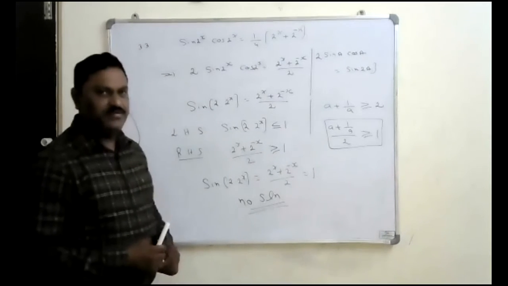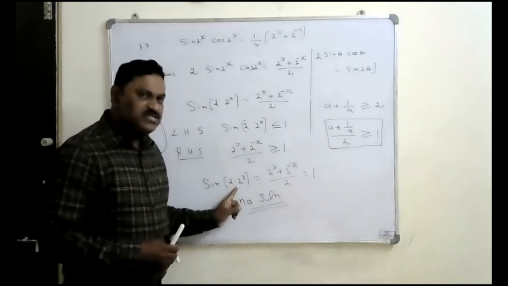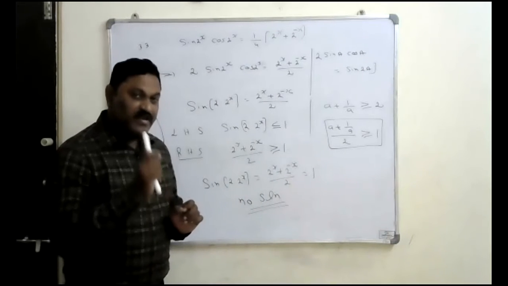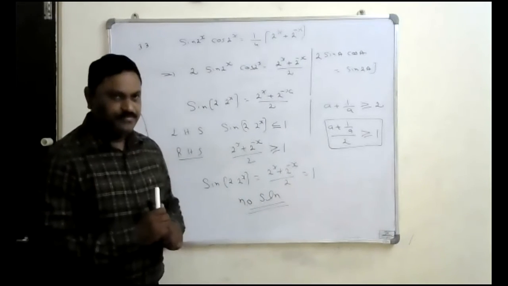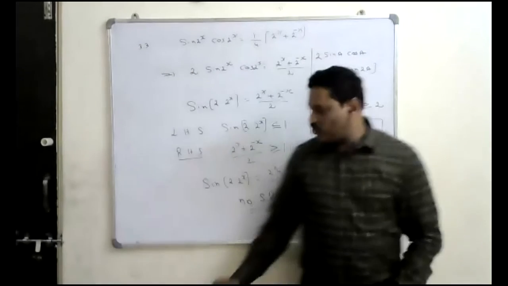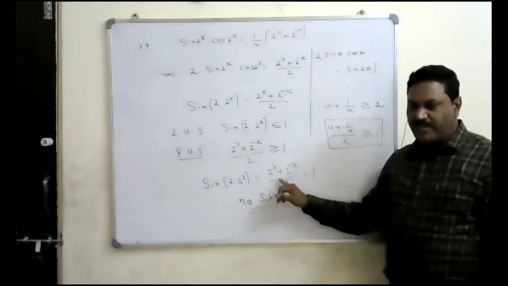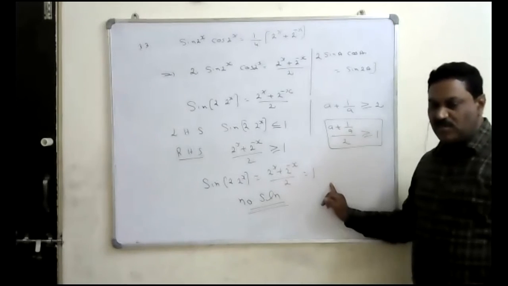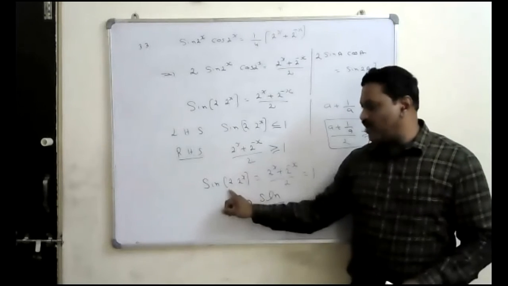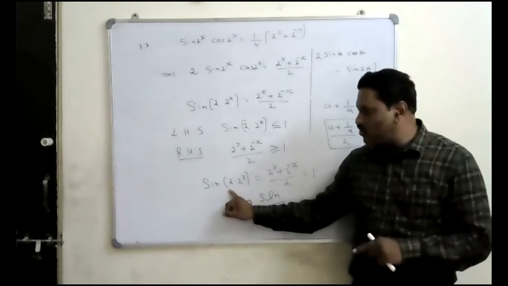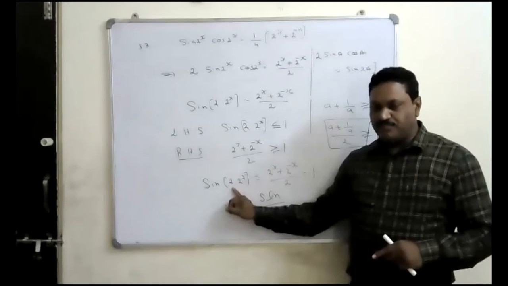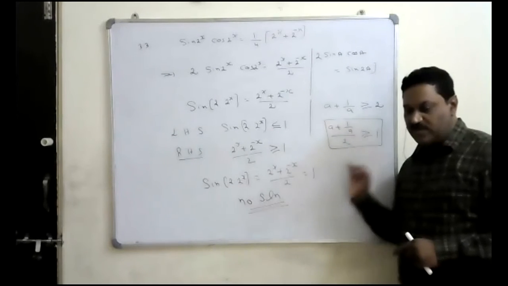But the question is that these two expressions are not giving the 1 at the same value of the x, because this expression is giving the 1 when x is 0. When x is 0, this is giving the 1. But at that value of the x, it is not giving the 1. Because if you keep x is 0 there, it is giving sine 2. Sine 2 is not equal to the 1.